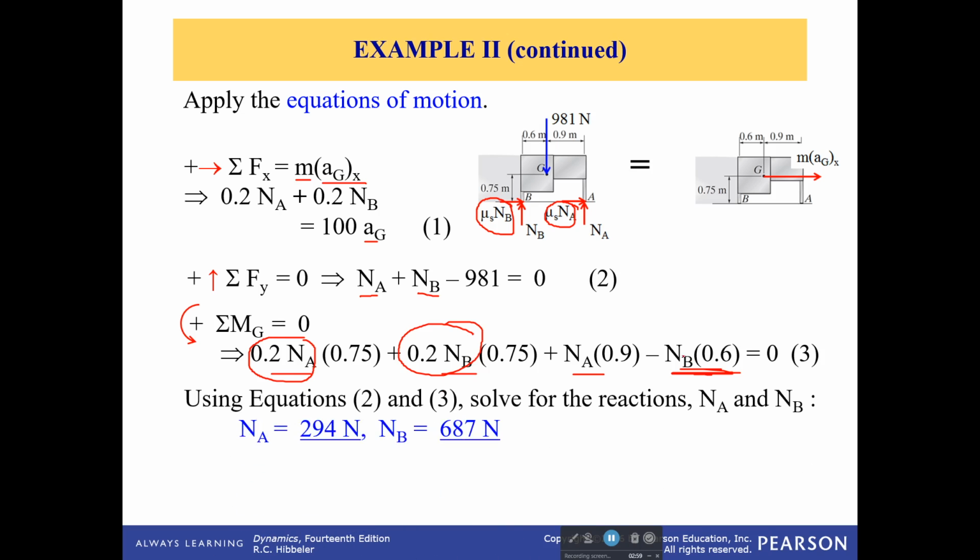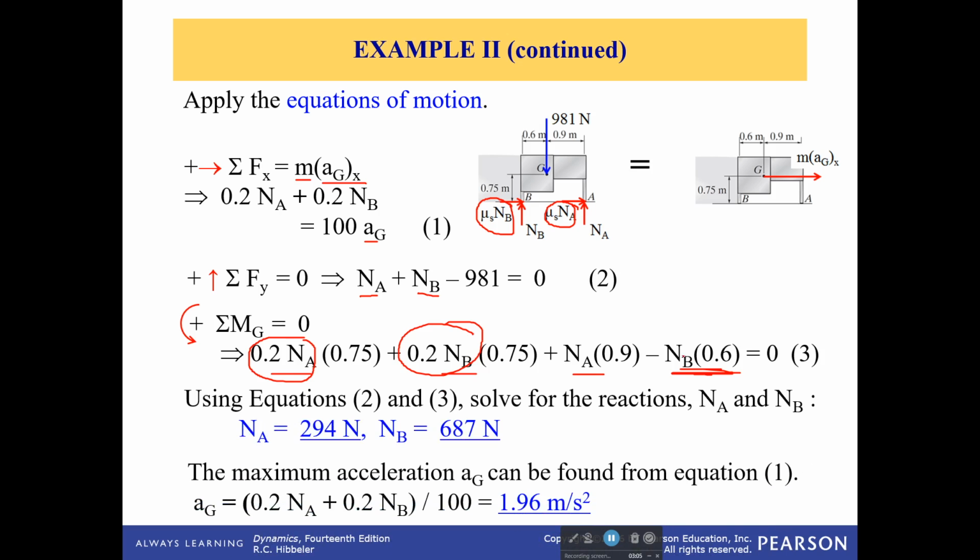So if we solve that, what we get is our normal force at A is 294 newtons. Normal force at B is 687 newtons. And the maximum acceleration you can reach before it falls off the back of the truck is 1.96 meters per second squared. That's not technically true. I guess you could go a little bit higher. You could probably get to 2. You have a second or two, so technically you can accelerate more than this. It's just going to start sliding when that happens. But you get half a second before it falls off.